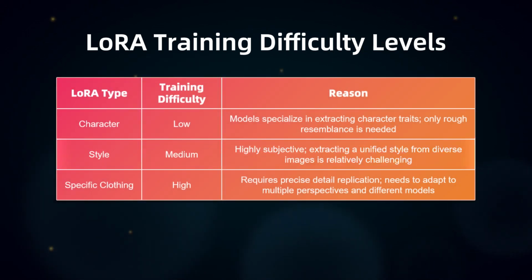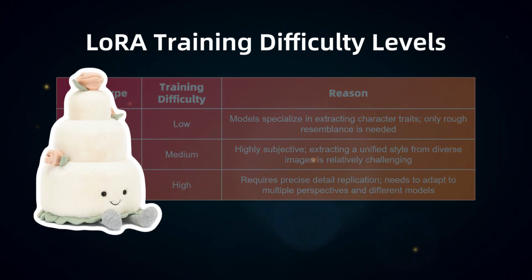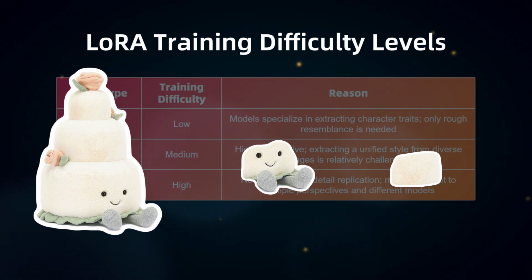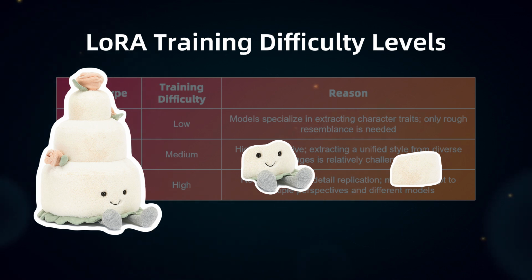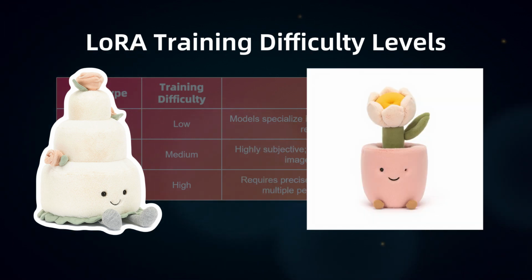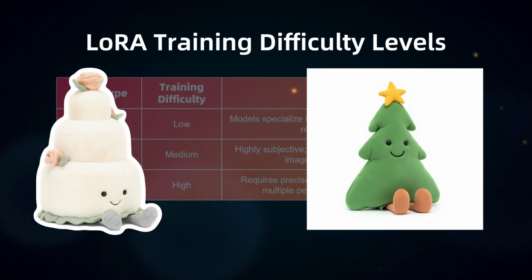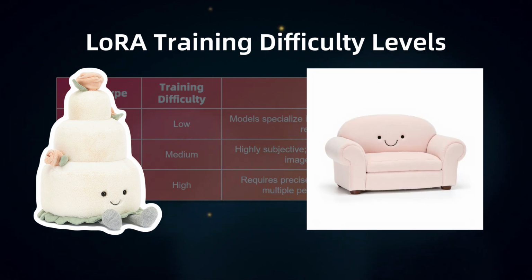Style LoRA is of medium difficulty. The model must extract common features like line work, texture, or atmosphere from different images. This demands a higher level of abstract understanding and might require longer training time. However, since style is inherently subjective, as long as the result is close enough, users usually accept it, even considering it to match the style perfectly.